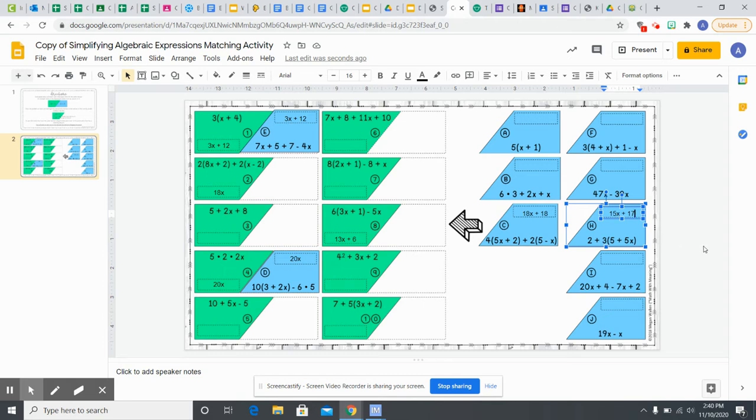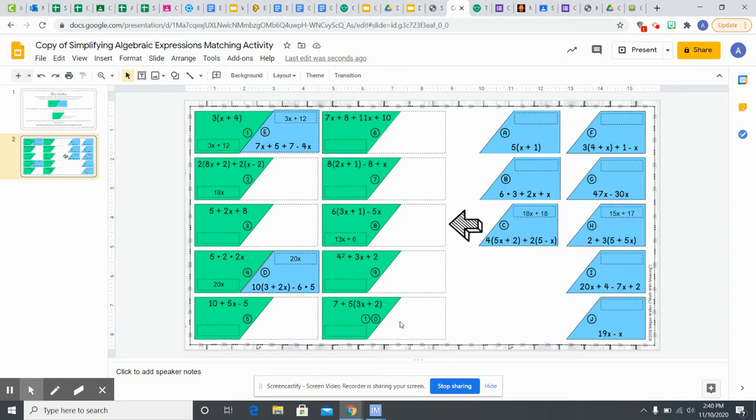Alright, I'm going to do 2 more problems, okay? Let's do number 9. So number 9 is 4 squared plus 3x plus 2.